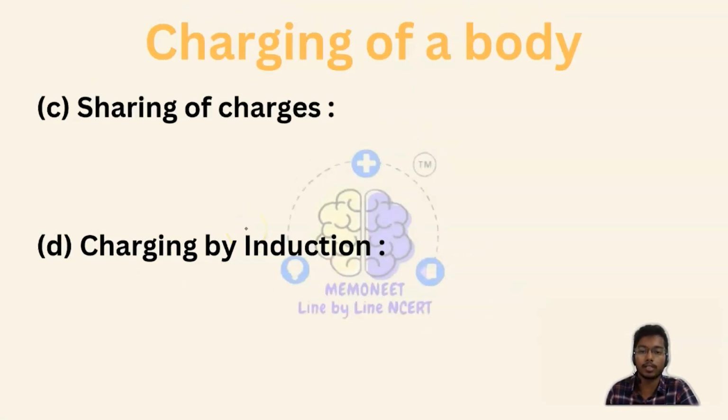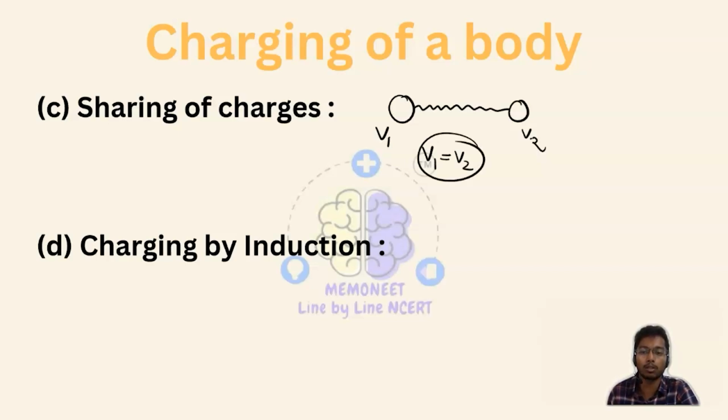Sharing of charges. Let's say we have conducting spheres and we connect them through a wire. One has some potential V1 and the other has some potential V2. So the charge from one sphere will travel to the other sphere till the potential V1 is equal to V2. When both spheres have the same potential, the conduction will stop. Otherwise, the sharing of charges will go on.